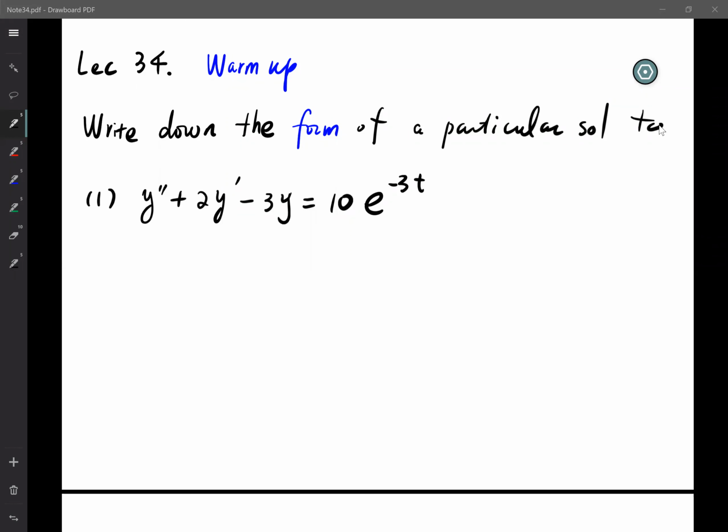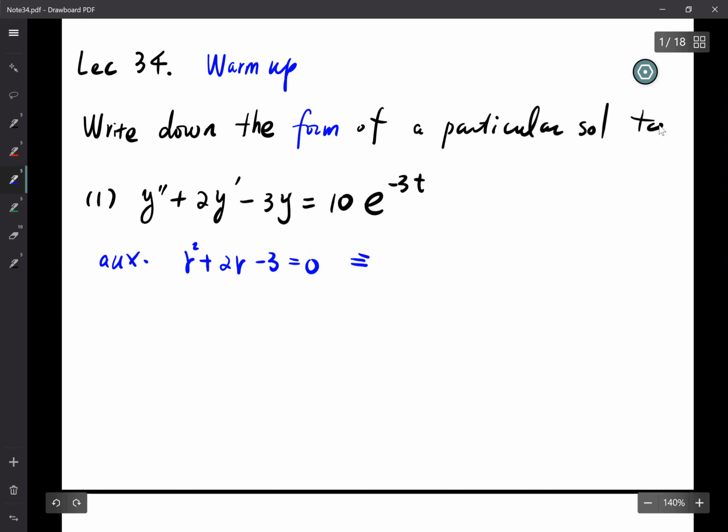So as we talked about last time, the first step is always to look at the auxiliary equation. For the right-hand side, especially this exponent here, we look at the relation between this exponent and the roots of the auxiliary equation. So this is r squared plus 2r minus 3 equal to 0. We solve and find that r1 equals minus 3 and r2 equals 1. So this minus 3 is exactly the same as the exponent here.